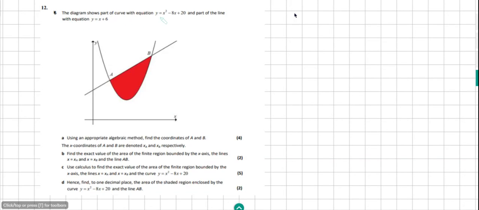We're now going to look at how to find the area under a curve using calculus. So in this case, we'll be using integration. And this is an exam question, or it's off a mock paper from Bury College A level.